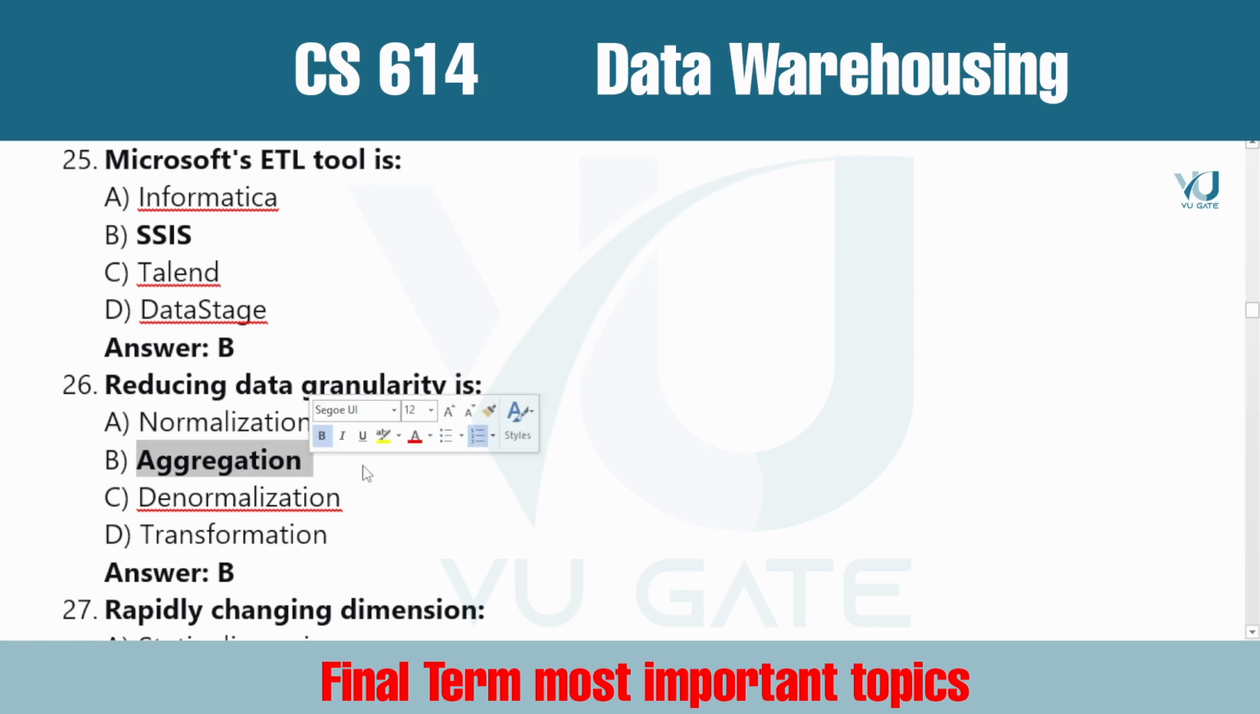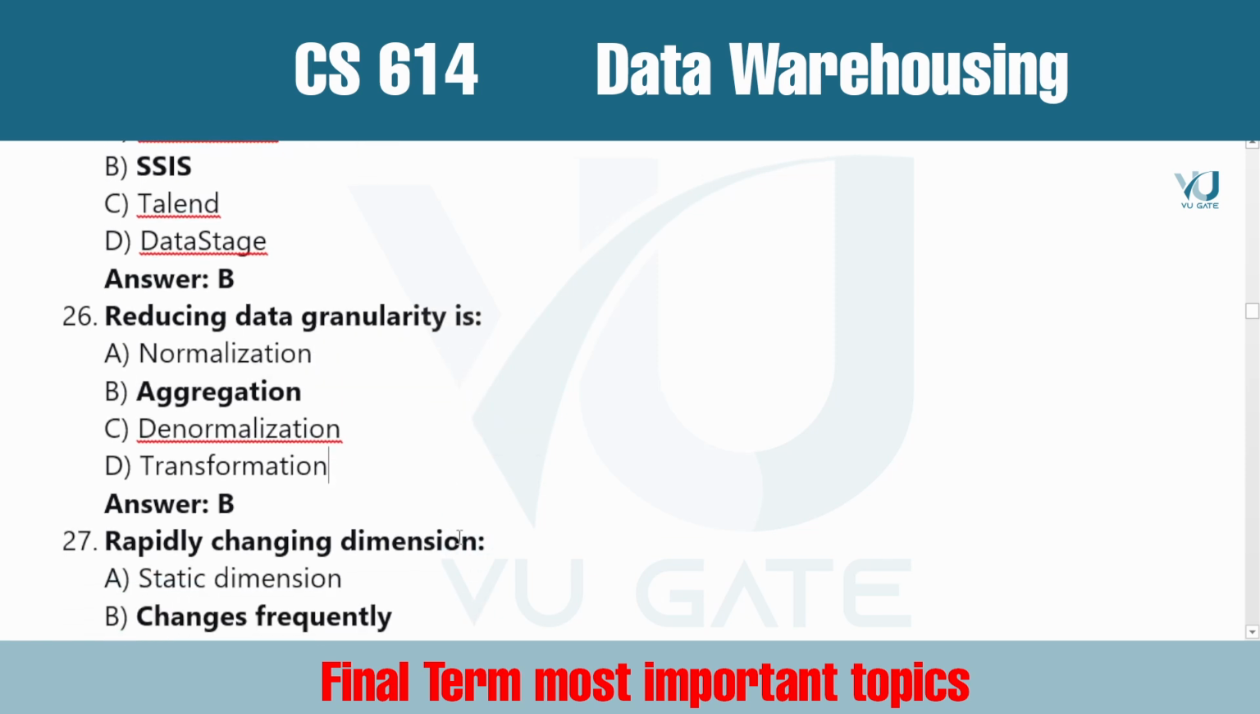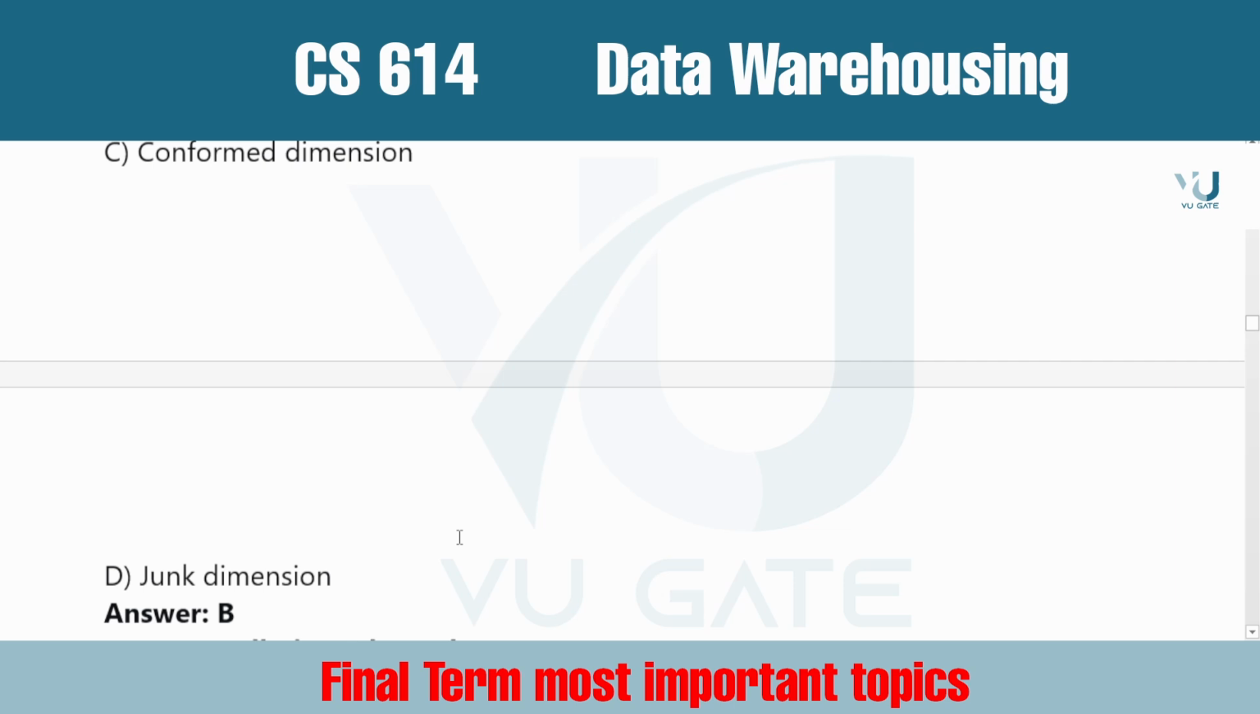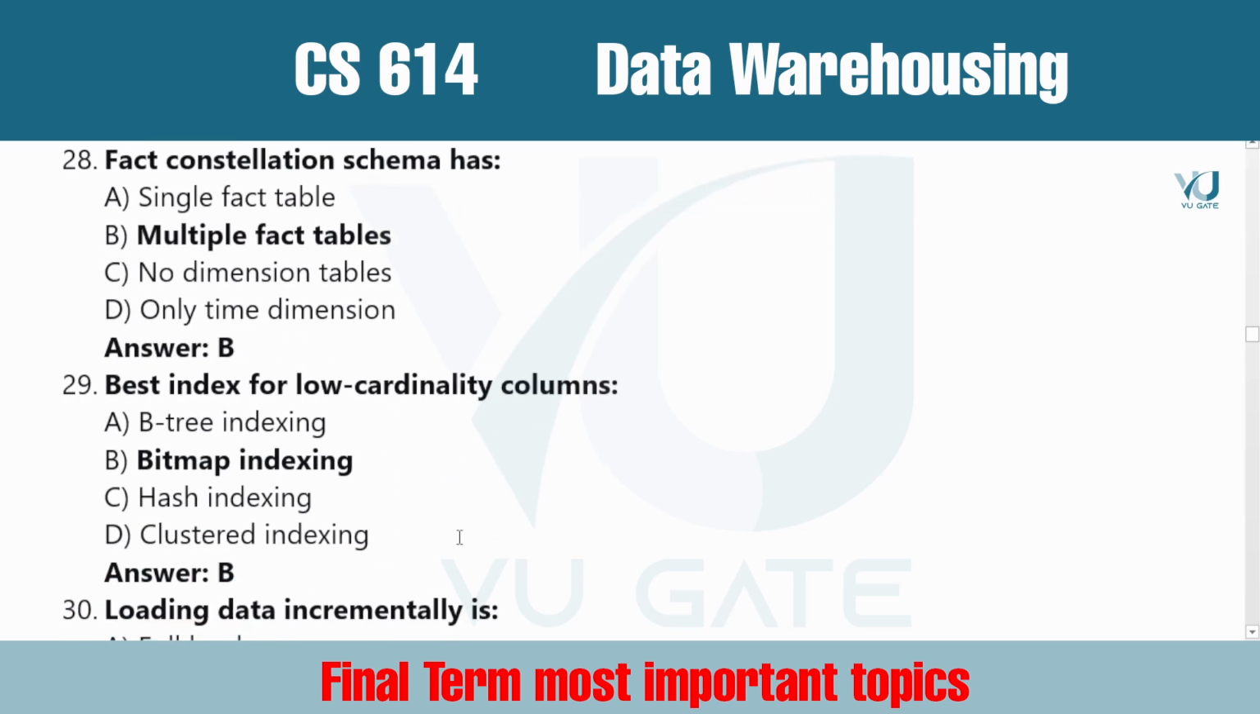Question 27. Rapidly changing dimension. The correct answer is option B, changes frequently. Question 28. Fact Constellation schema has. The correct answer is option B, multiple fact tables.